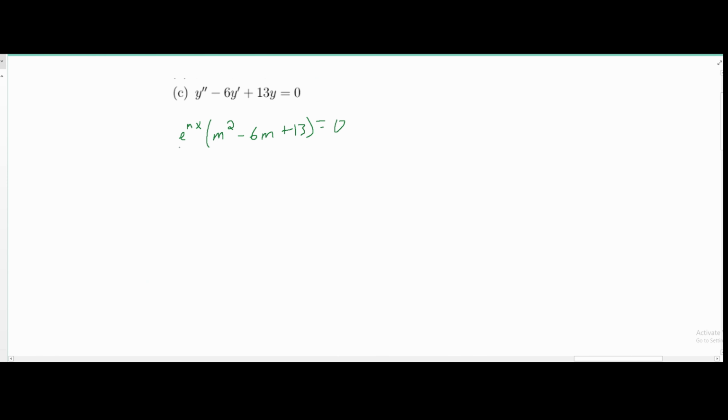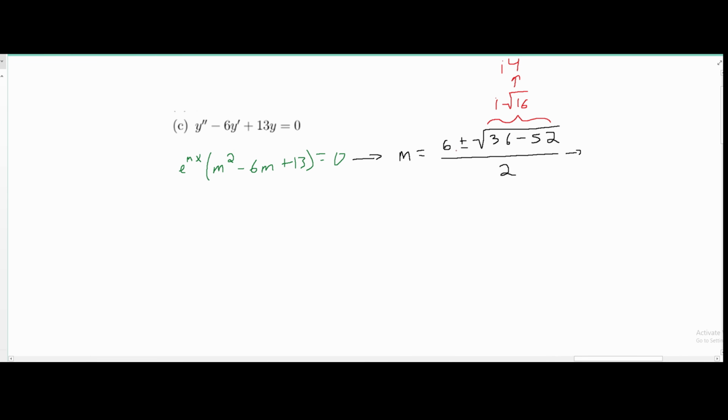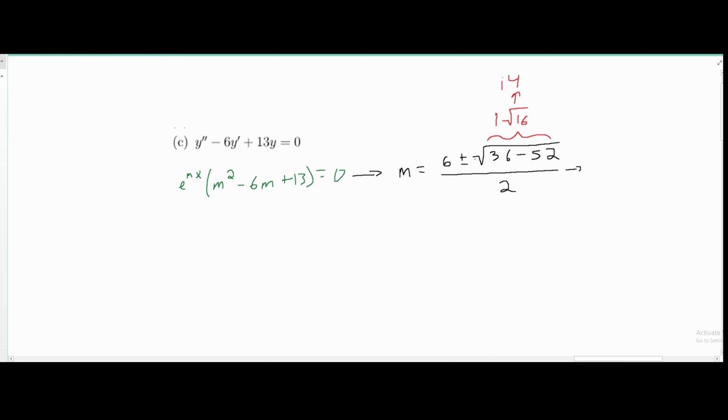For part C, this is what our equation is going to look like after we plug in all of our y values. And there is no easy way to factor this part out. So what we're going to have to do is use the quadratic equation. So after we use the quadratic equation, we get this. And since we have a negative on the inside, we will have an i that we have to have out front. And then solving the square root, we're going to get i times 4. So we get that m is equal to 3 plus or minus 2i.